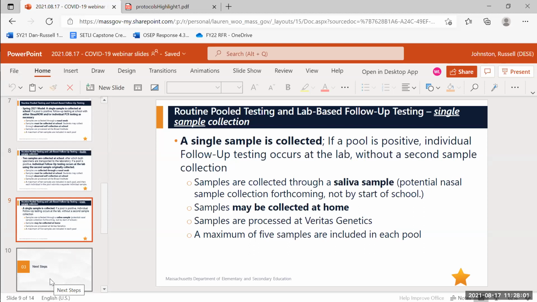So again, important to be thinking about, if you're choosing the lab-based follow-up testing, then you also need to think about, do I want to use a saliva-based single sample collection or a nasal-based double sample collection? Either is fine. We welcome you to choose either one, but it's important to make sure that you're thinking about which one is going to be right for you and your school community. So I hope that helps to explain. We know we had a lot of questions about what's going on with this in-lab follow-up, so just wanted to explain more of those details to you today.